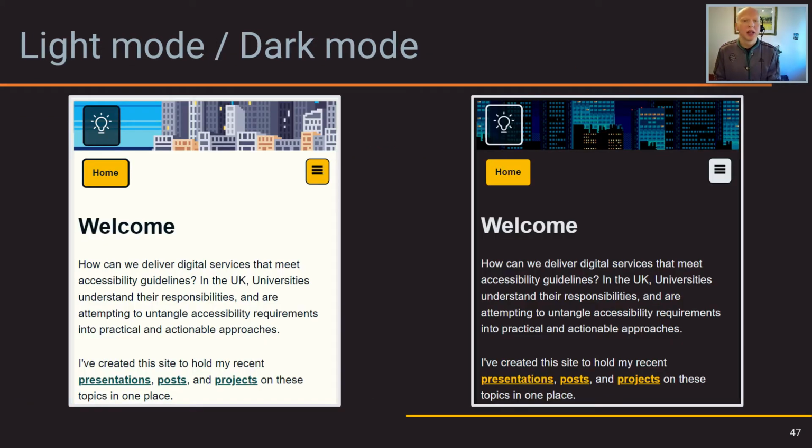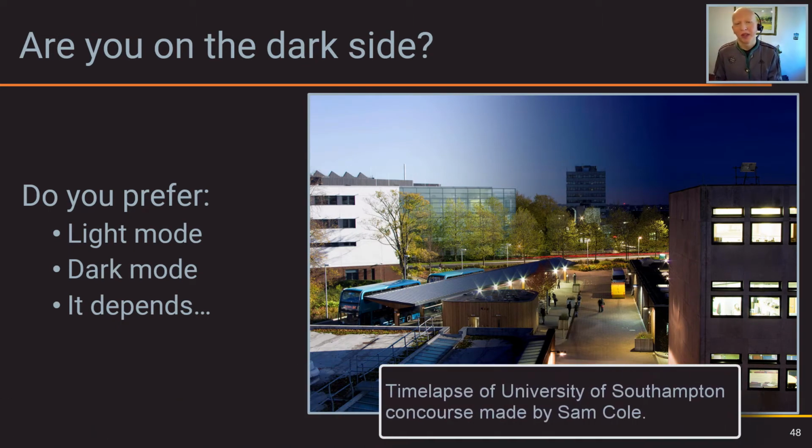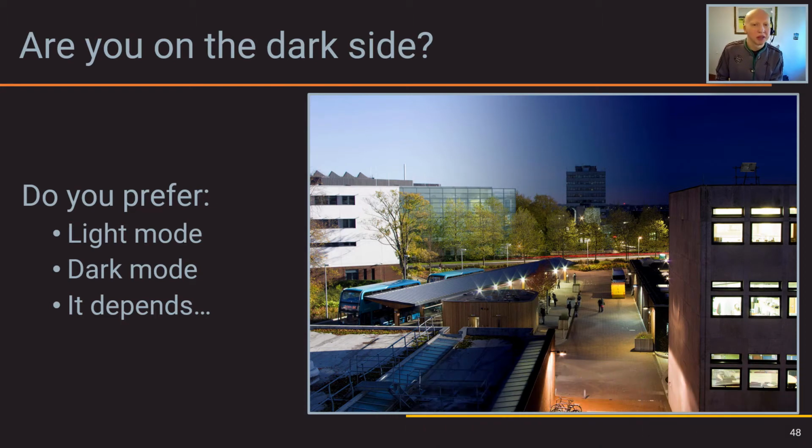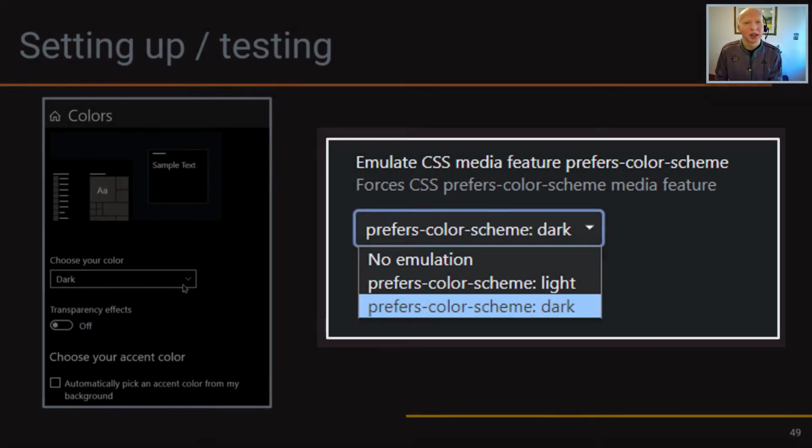Just like Flow, providing a dark and light mode is expected on modern sites. And when I last checked the results, 40% of you prefer to use dark mode, 20% prefer light mode, and 40% will swap between themes based on your preference and circumstance. Now in Windows we can set what color scheme we prefer, and in Chrome DevTools we can emulate that preference.